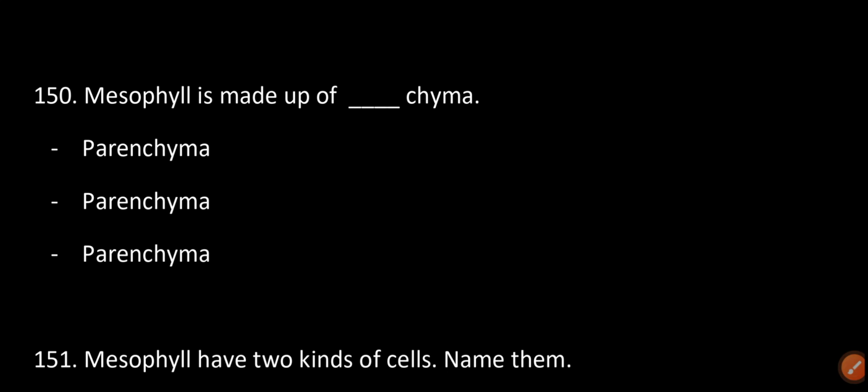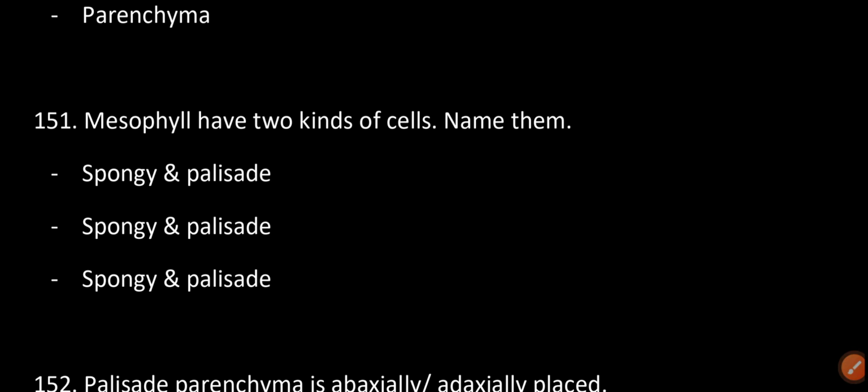Leaf epidermis doesn't have cuticle. False. Mesophyll is made up of parenchyma. Mesophyll has two kinds of cells. Name them. Spongy and palisade.